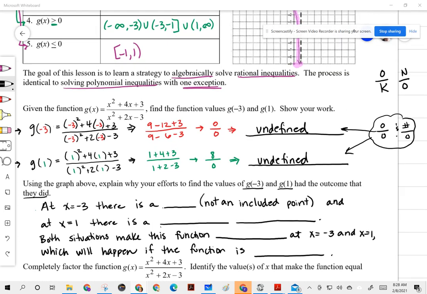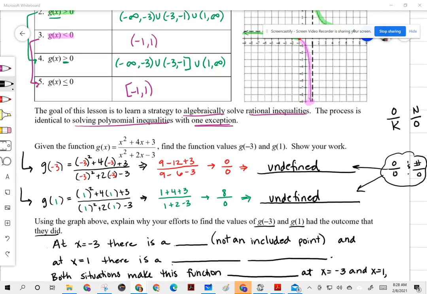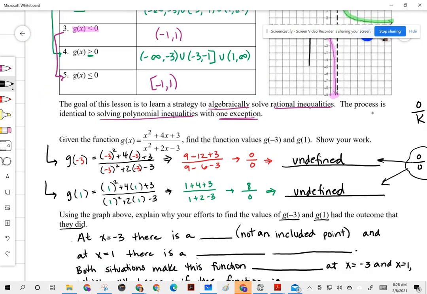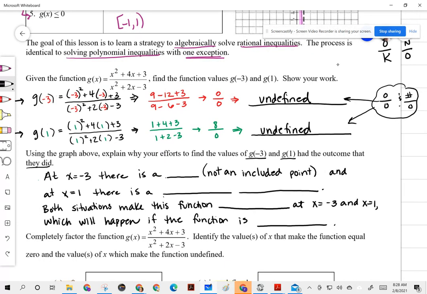Well, what do we notice at x equal to -3 on the graph? I notice that there is a hole. I'm going to put that in here as soon as my computer responds. Okay, so at x equals -3, there is a hole, and it's basically not an included point. And at x equals 1, there is a vertical asymptote.